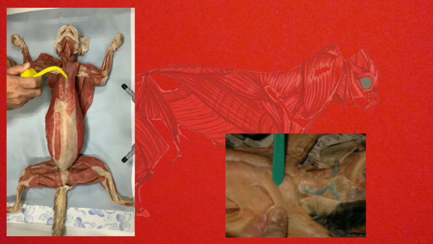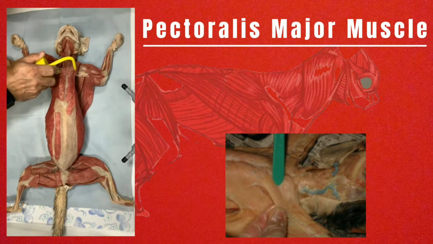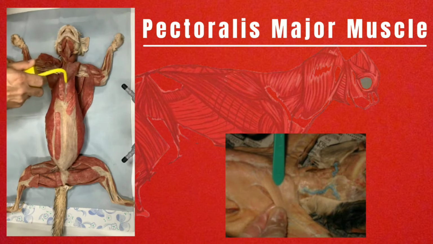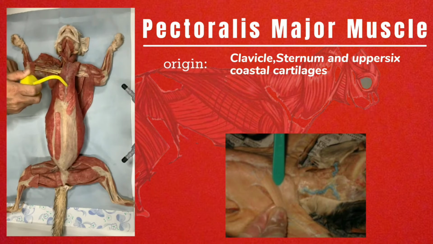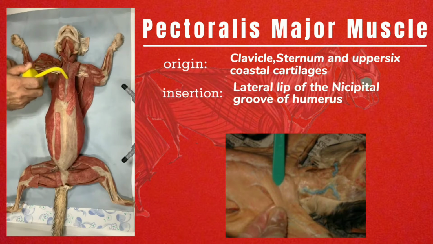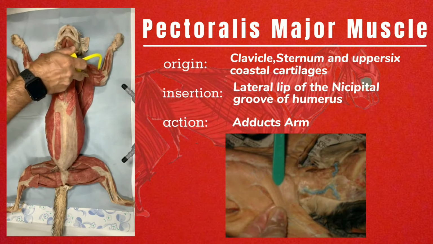Second, we have pectoralis major. Pectoralis major muscle is a triangular muscle. Its origin is in the clavicle, sternum, and upper 6 costal cartilage. Its insertion is in the lateral lip of the bicipital groove of the humerus, where it adducts the arm for action.